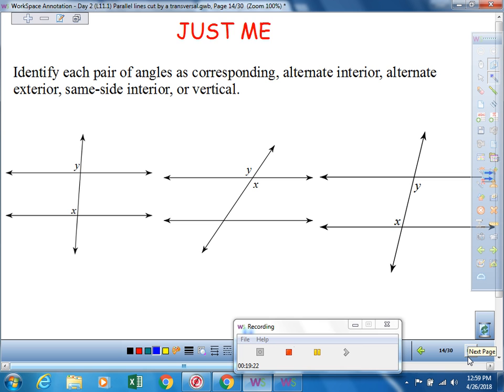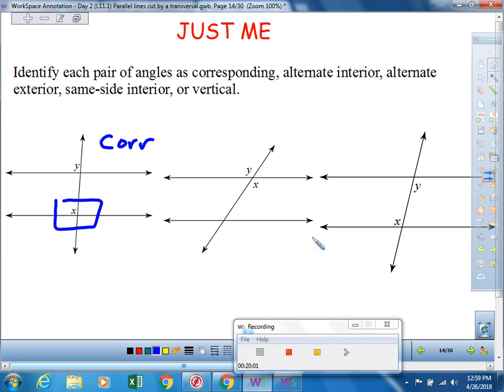Okay, these ones. They're on the same side, but one's in the exterior, one's in the interior. There's only 2 that do that: vertical and corresponding. So do these share a vertex? No, they do not share a vertex. Are they in the same place? Is this one in the same place as the same grouping over here? Yes, because this would be on the top left. And if I look at this one, that's on the top left. So this would be corresponding.